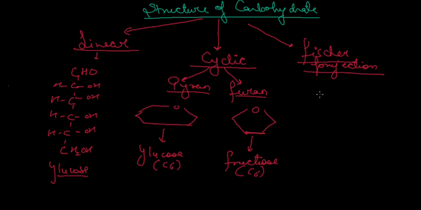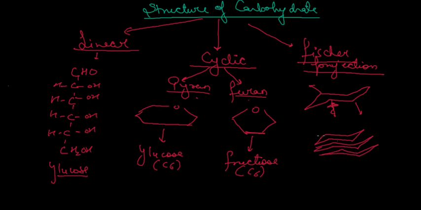The Fischer projection is a boat pattern or chair pattern structure. In our body, we have this type of structure only. The cyclic structures pyran and furan are formed by expanding the Fischer structure from this corner and this corner, to make the study easier. But inside the body, the chair pattern structure is present so that there is less surface area covered by the glucose and a higher number of glucose units can be arranged inside the body in this pattern.